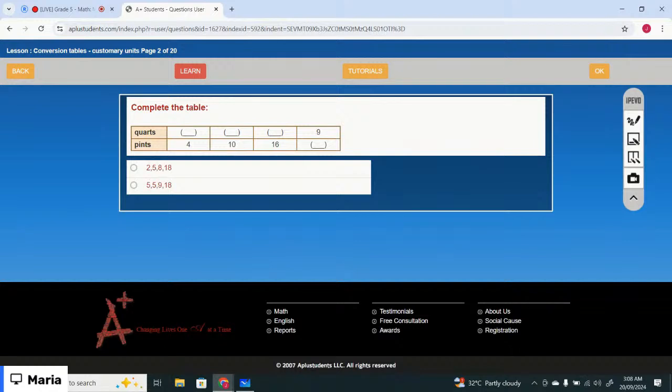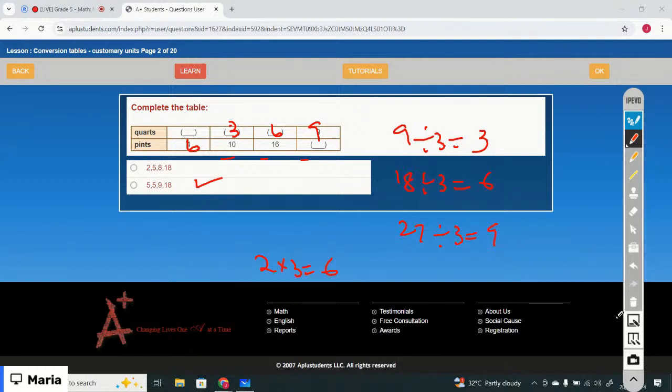You have to convert from pints to quarts. When you convert from pints to quarts, you have to divide by 2. So for these you need to divide them by 2. 4 divided by 2 is 2, 10 divided by 2 is 5, 16 divided by 2 is 8. And from quarts to pints you need to multiply by 2. You have to do 9 times 2 is 18. So the correct option is option number 1, 2, 5, 8, and 18.